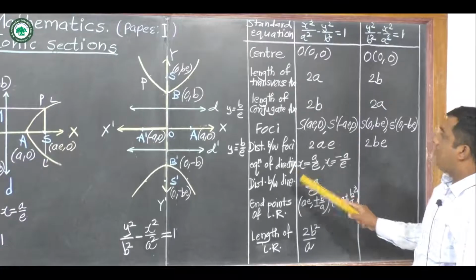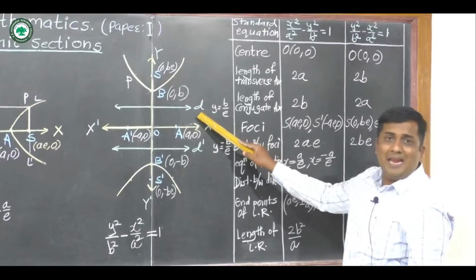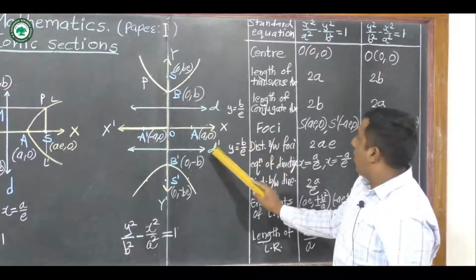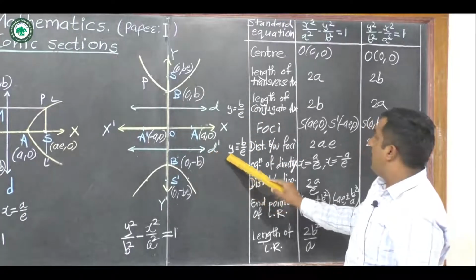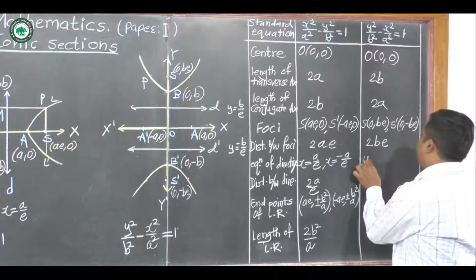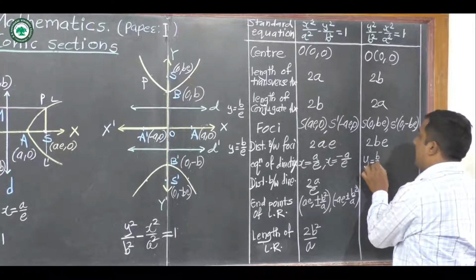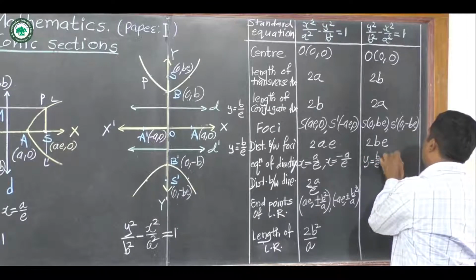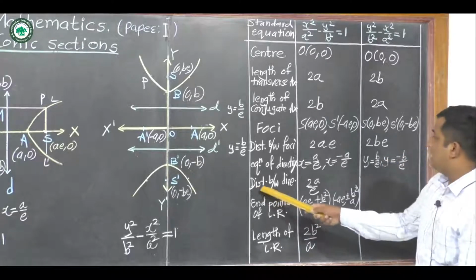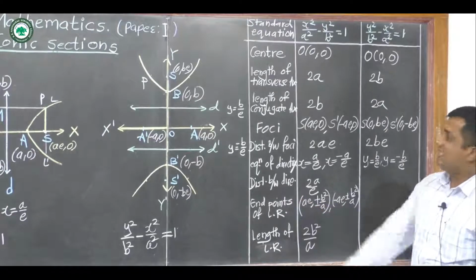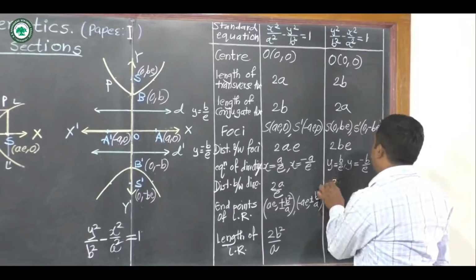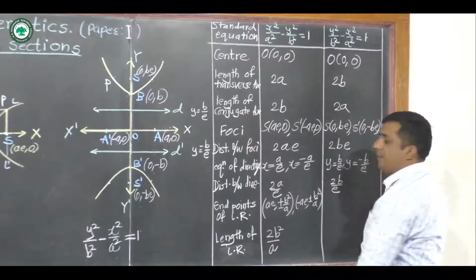Next, the equation of the directrix. For D the equation is y equals B by E, and for D dash it is y equals minus B by E. So the equations are y equals B by E and y equals minus B by E. Next, the distance between the directrices, that is the distance between D and D dash, is 2B upon E.